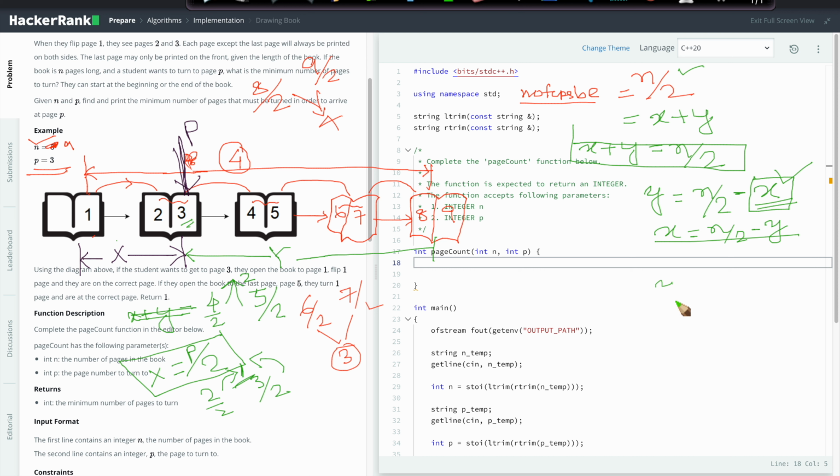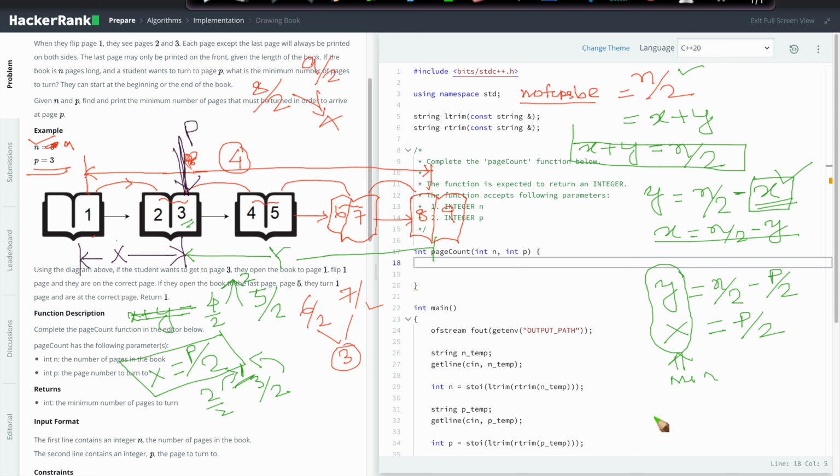Now we can say y equals n divided by 2 minus p divided by 2, correct? Here x is p divided by 2, and we already derived that formula. Now we have how many flips are required to reach p from begin, that is x, and from end, that is y. Now we have to see which one is the minimum between x and y.